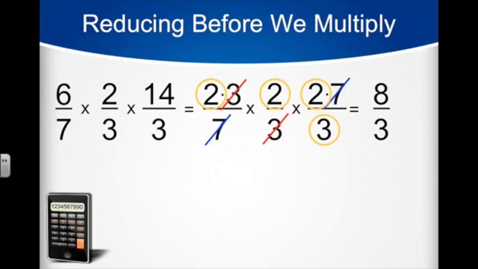Finally, 3 goes into 8 2 times with a remainder of 2, so we can write the improper fraction 8/3 as the mixed number 2 and 2/3.